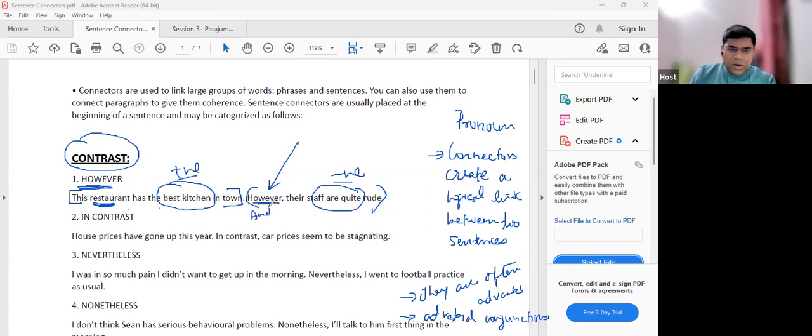You could have used but also. But would have done the job. This restaurant has the best kitchen in town, but their staff is quite rude. Or this restaurant has the best kitchen in town, however, their staff is quite rude.